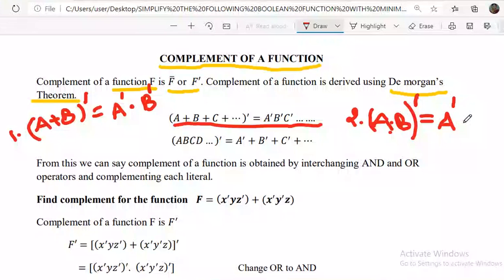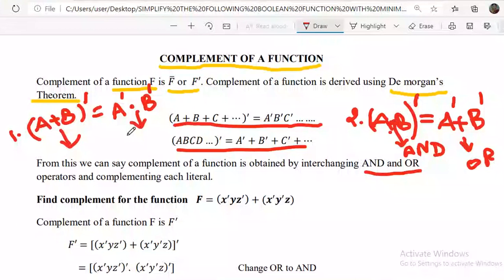OR function to AND function. So simply what they say is: interchange the AND and OR operators and complement each literal. This is what you call complementing a function. Do you understand this statement, ma? Complement of a function. Shall we move on to the problem?